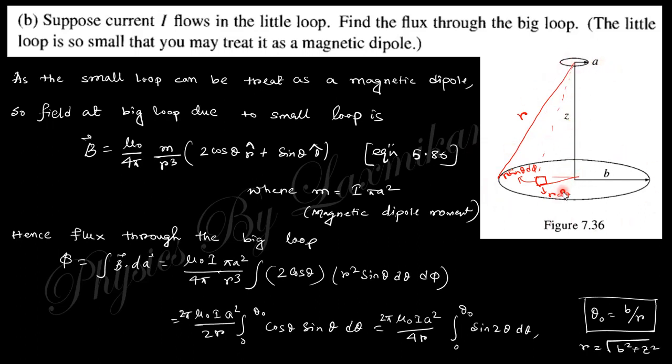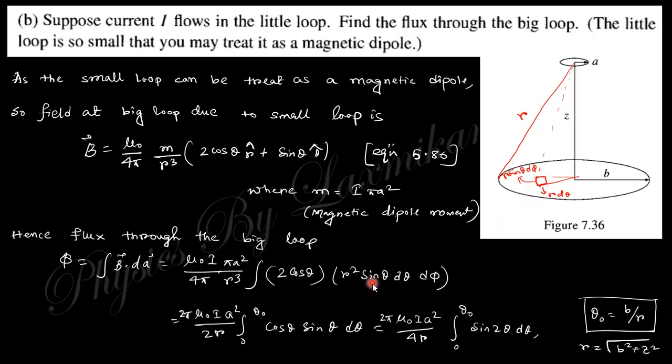Okay, now what will be the flux? The flux is nothing but B dot area, magnetic field times area. So you just take the dot product. The area is perpendicular to r, so there will be only the 2 cos theta times the small area, which is perpendicular to r. You can see in the polar coordinate system, this will be r d theta, and this is r sin theta d phi. So if you multiply, this will be the small area.